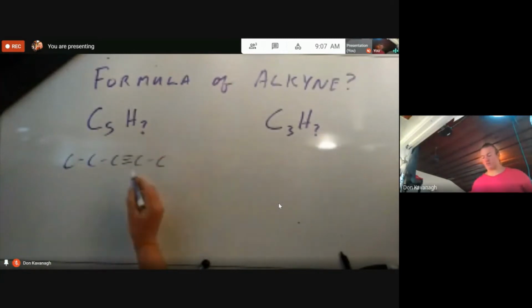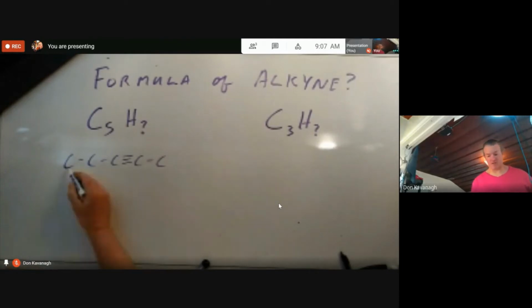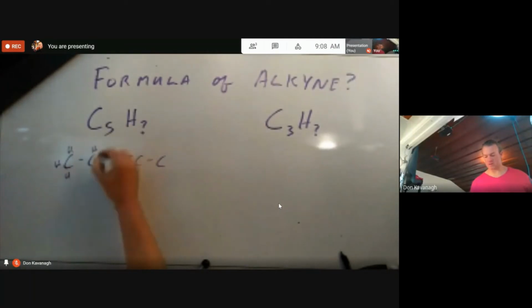How many hydrogens are present in this generic formula? We need to remember that carbon bonds 4 times. So let's start finishing out the valence shell of each of these carbons. Let's start over here at the end, just at the left side. This carbon needs 3 more hydrogens. So H, H, H. This carbon here needs 2 more hydrogens.